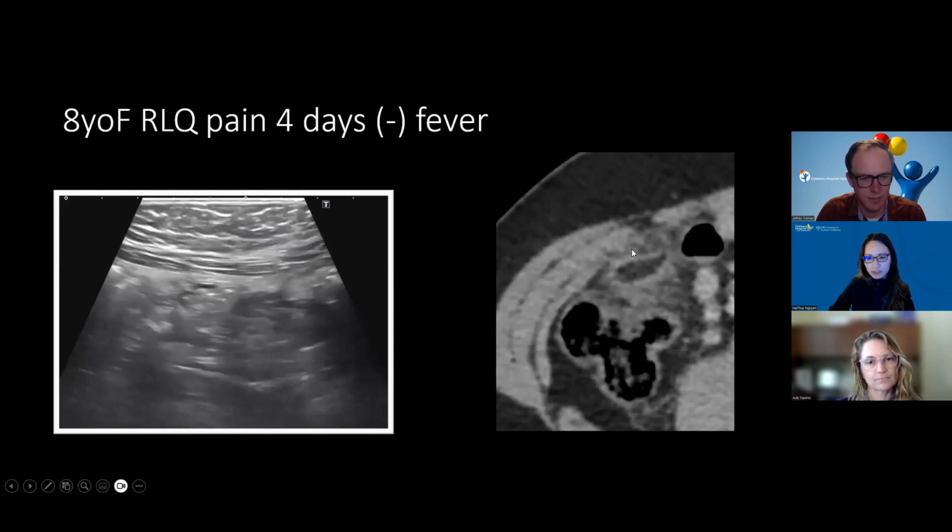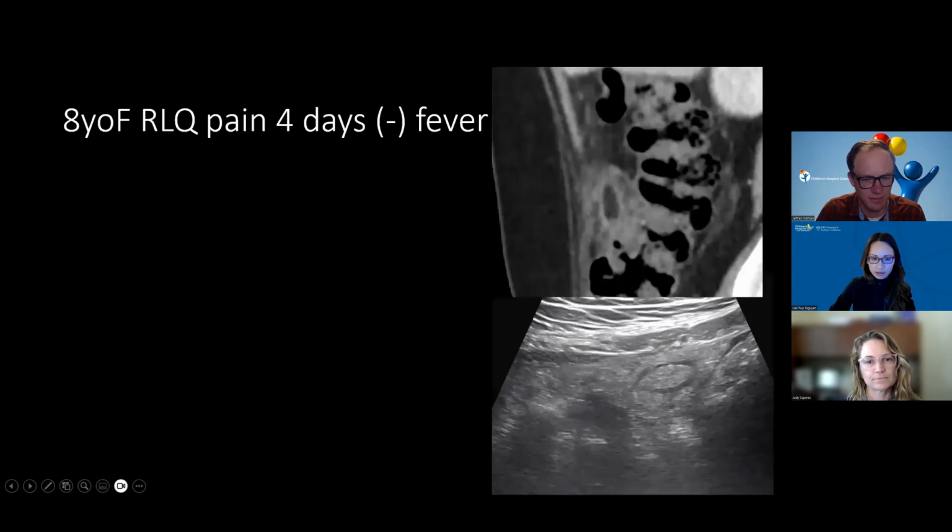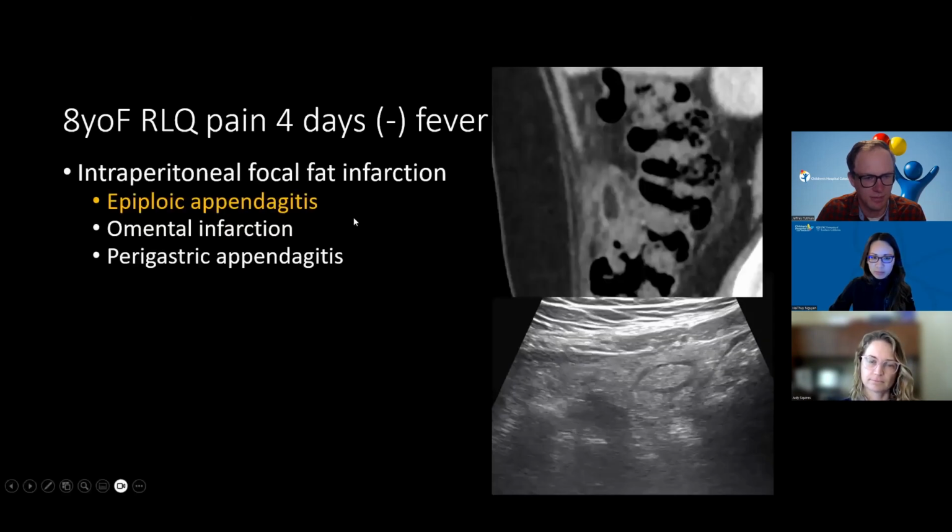So we did a CT because the appendix was not seen, and there is fat stranding or echogenic fat. It did reconfirm this ovoid structure very close to the ascending colon with surrounding inflammatory changes. So I ended up calling this an epiploic appendagitis, and under that whole umbrella, it's an intraperitoneal focal fat infarction.